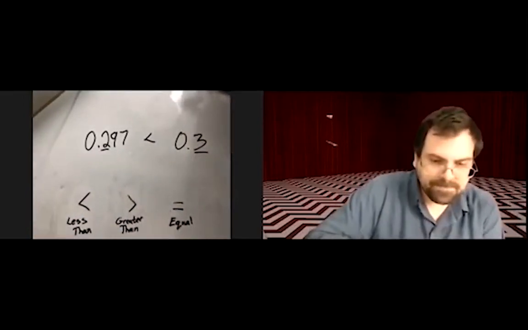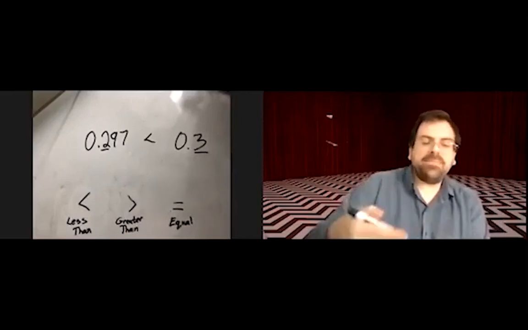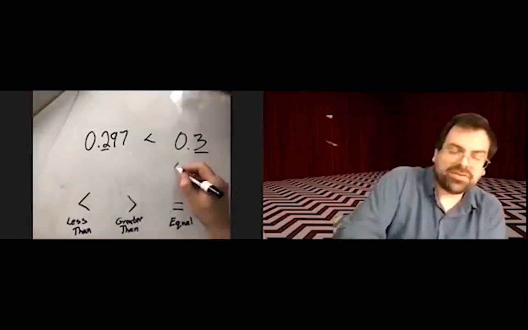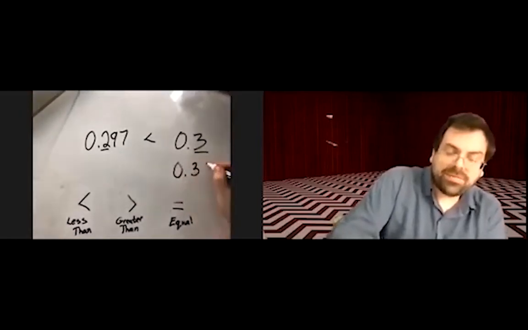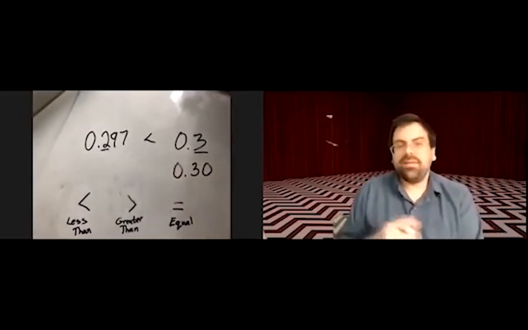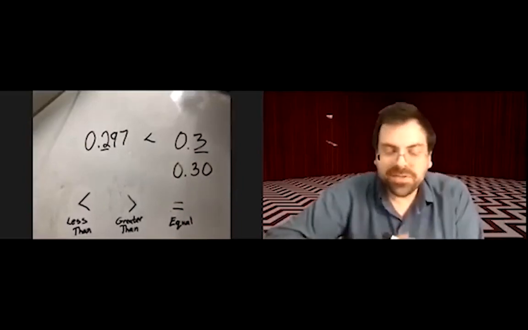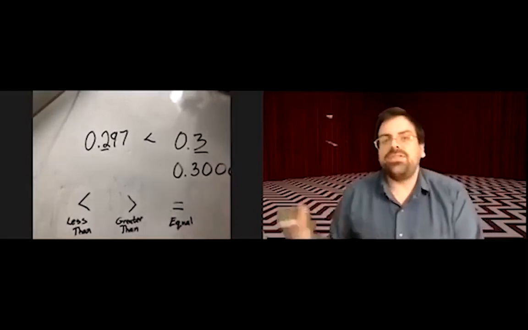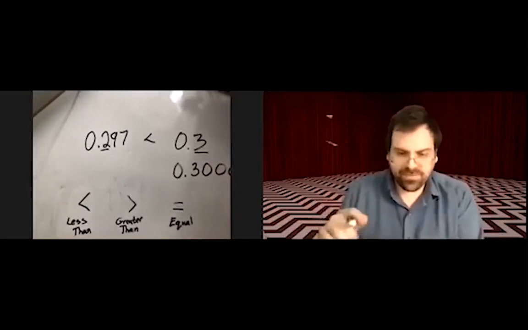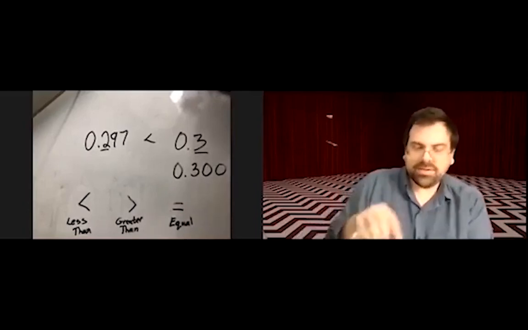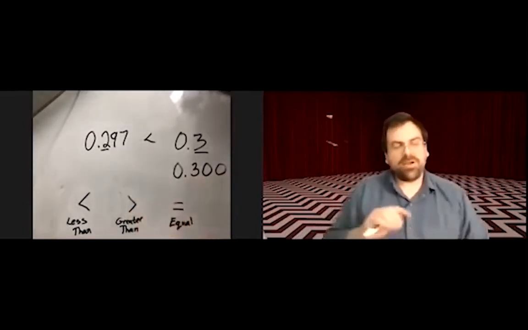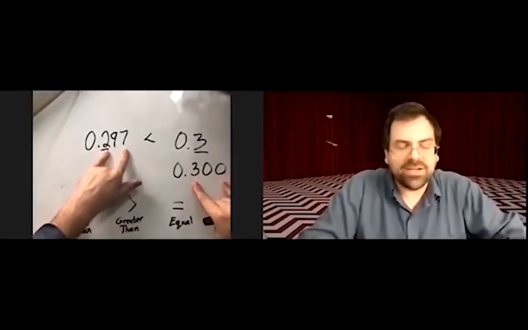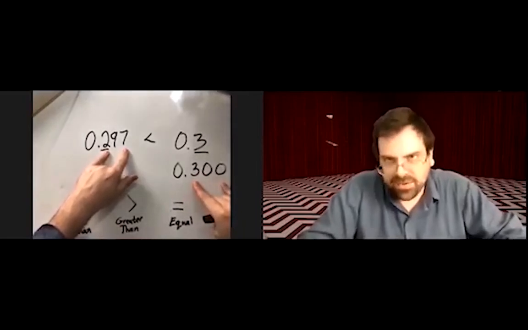And that makes sense because 0.3, it doesn't matter how many zeros we have afterwards. That's something that's fun about decimals. We can keep adding zeros and not change the value. So when it's 3 digits compared to 3 digits, we see 297, we see 300. 297 would be less than 300.